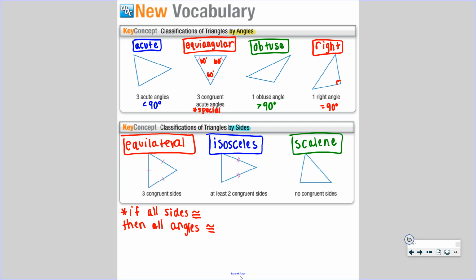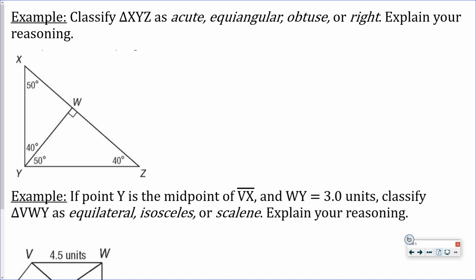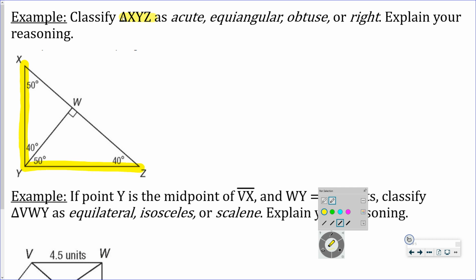2 ways you can classify: by sides or by angles. Let's practice a couple problems. First one, classify triangle XYZ as acute, equiangular, obtuse, or right. So they want us to classify it based on its angles. Explain your reasoning. All right, I'm going to highlight triangle XYZ because there are lots of triangles in this picture. Those would be the vertices that outline my triangle. That'd be this triangle right here. That's the one they want me to classify.